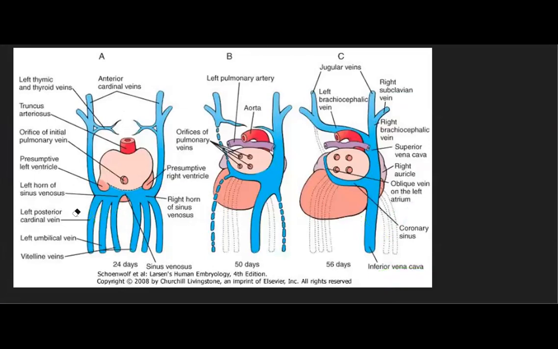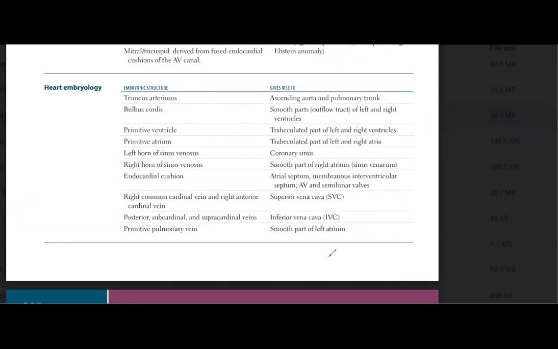So we are done with the inferior vena cava, and we are done with the superior vena cava, from where they originate. Also, we understand how the smooth part of the left atrium is formed, and what else we are left with. Okay. So primitive pulmonary vein, smooth part of the left atrium is done. Inferior vena cava, I told you, correct this. Superior vena cava. Then we have, for the endocardial question, I'll take you to another picture. And let's do the horns of the sinus venosus.